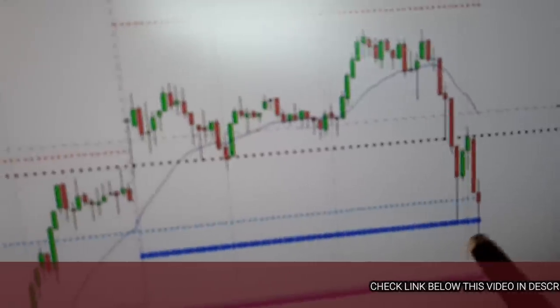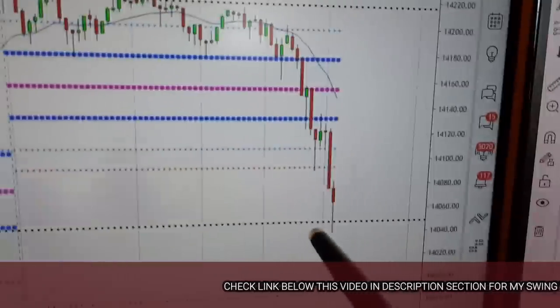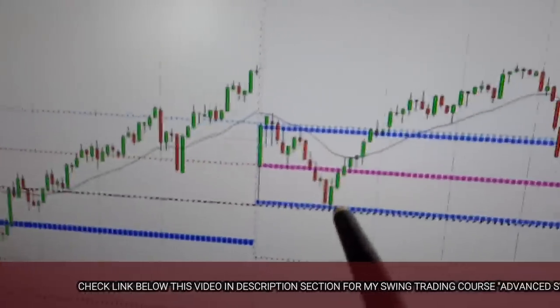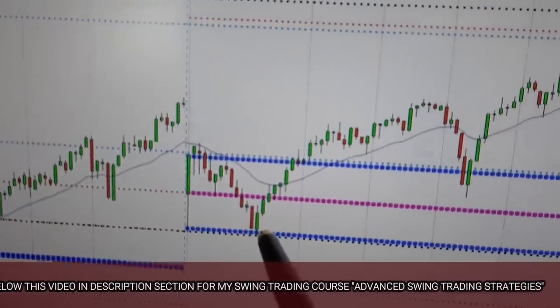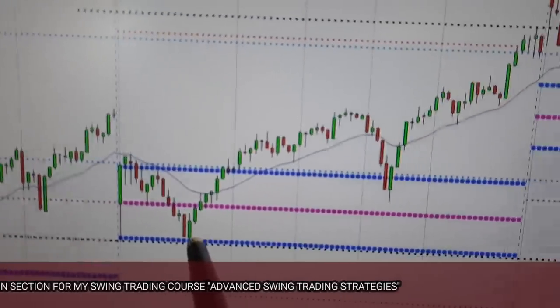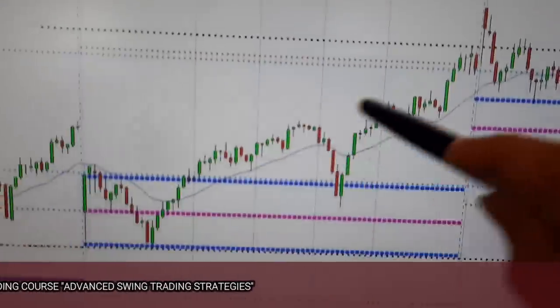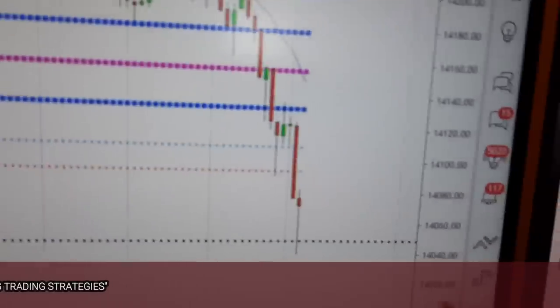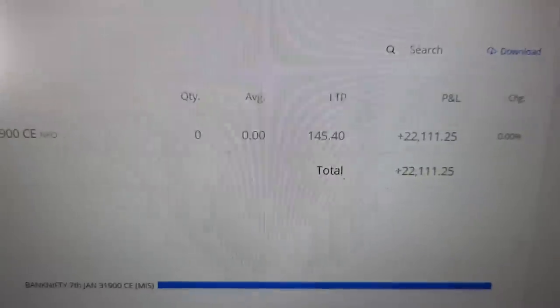The reason I booked my profit in Bank Nifty at this level is not only because of the CPR, it was also a demand zone in Nifty. This was the demand zone yesterday. From here Nifty bounced, which was the previous day low also, then made a big move. So that means this level is a demand zone. Look at the last traded price now. It is 142, 143.